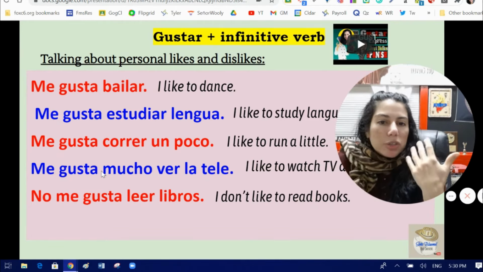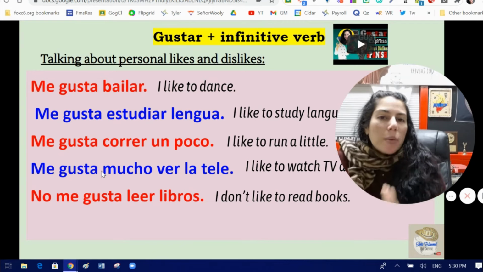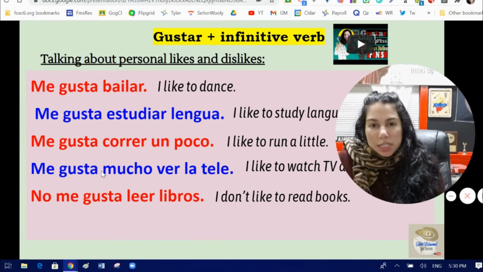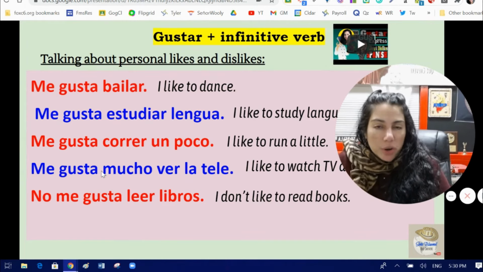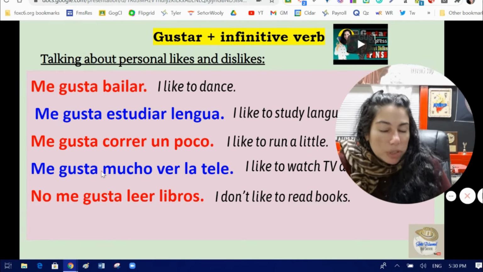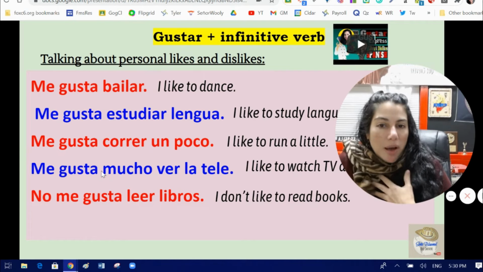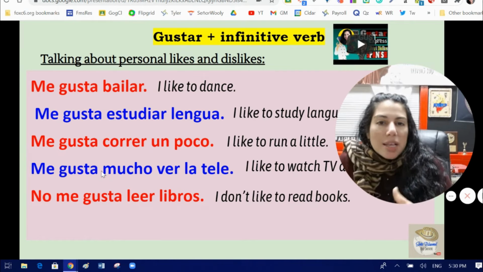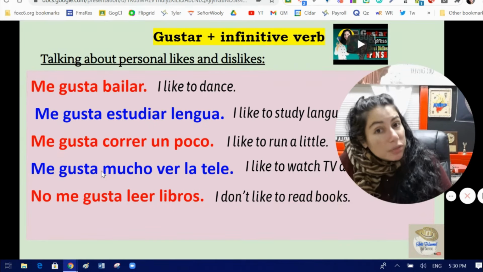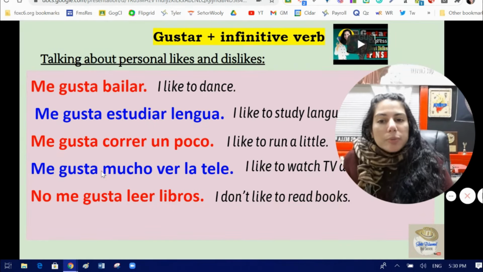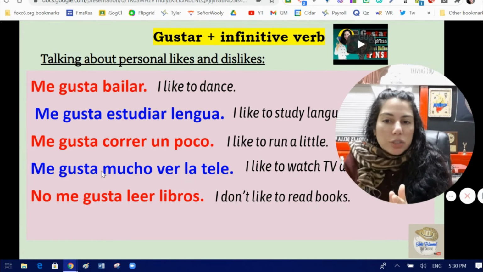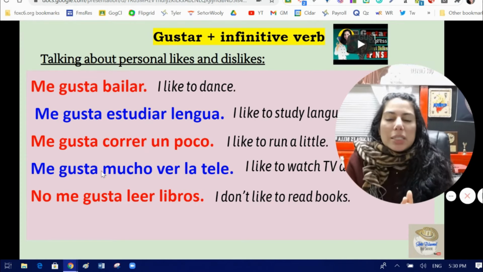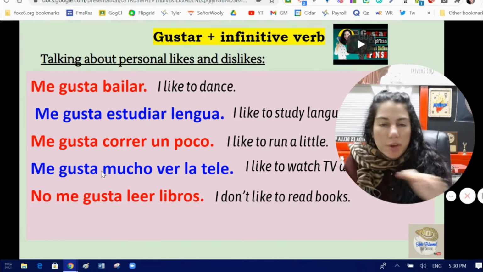So when talking about personal likes and dislikes, like if I want to say me gusta bailar, I like to dance. Notice that I use the indirect object pronoun me instead of the pronombre del sujeto, or subject pronoun, yo. So I use me to talk about I like. So me gusta bailar. Bailar is the verb and it's in the infinitive. It ends in AR. And you don't need anything between gusta and the verb. You just go straight to the verb. Like in English, you say, I like to dance. In Spanish, you just say me gusta, and then go right straight to the verb.